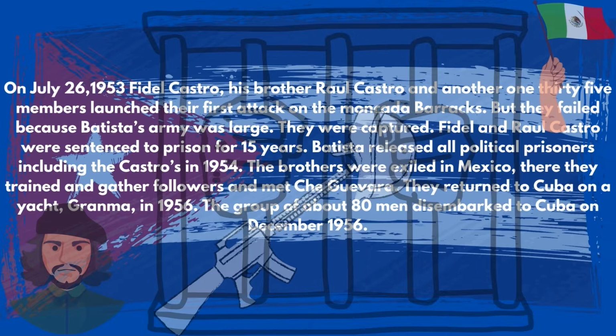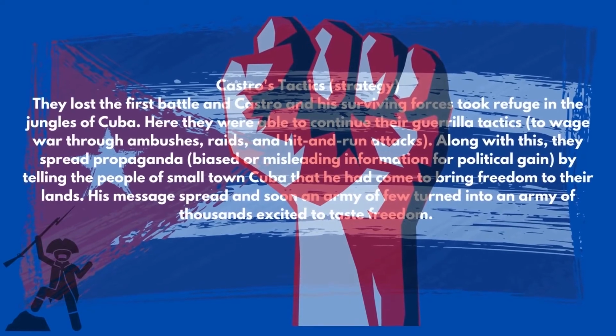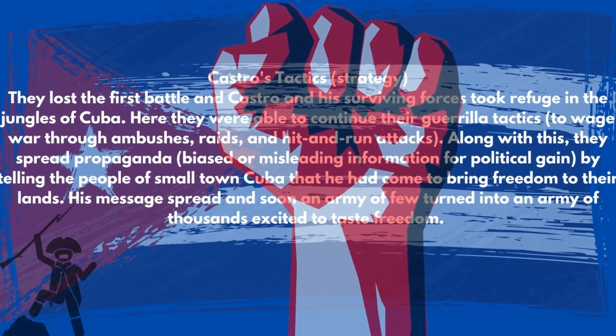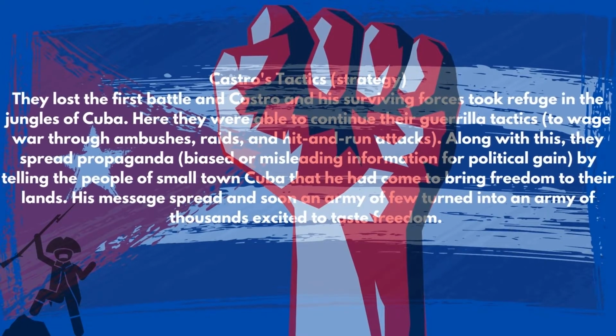There, they trained and gathered followers. They met Che Guevara. They then returned to Cuba on a yacht known as the Granma in 1956. The group of about 80 men disembarked to Cuba in December 1956. Castro and his men lost the first battle. They retreated into the Sierra Maestra Mountains.